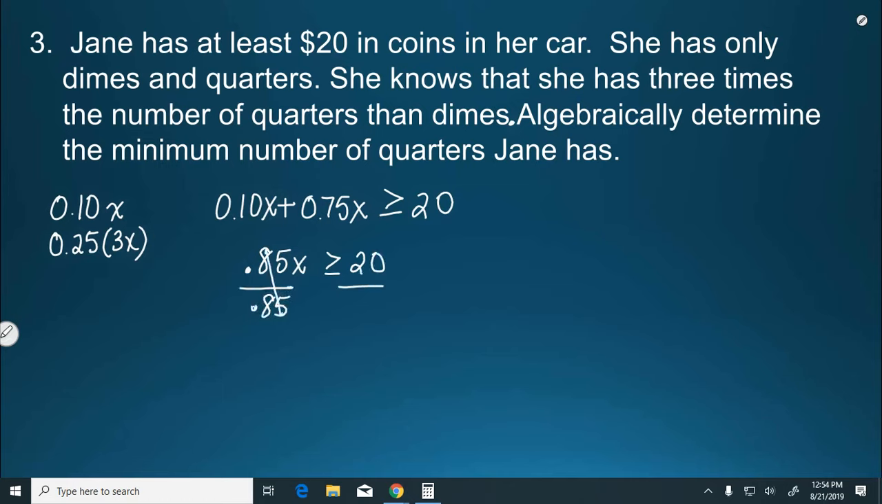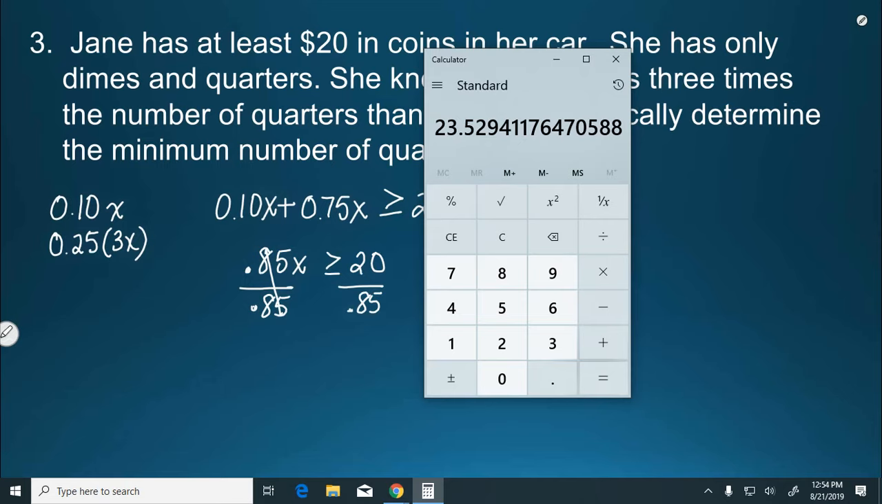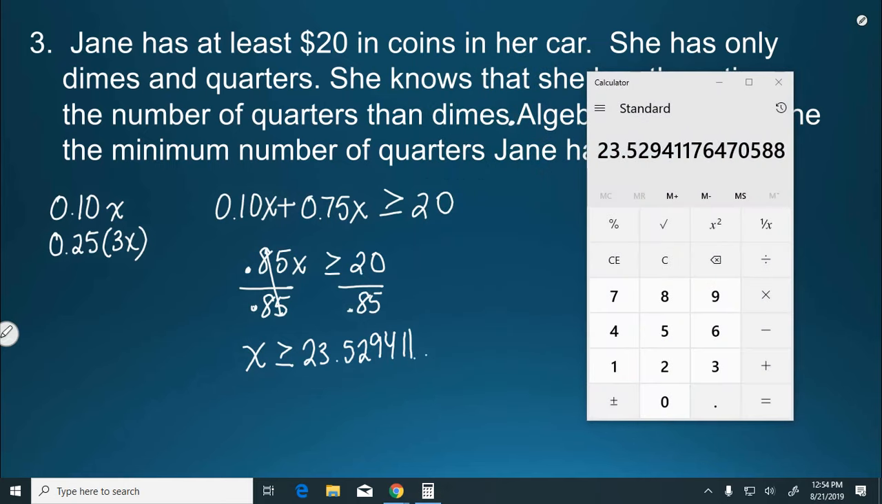Now, I can't do that in my head. Let's take out my calculator. 20 divided by 0.85 is, whoa, let's make sure that's right. 20 divided by 0.85. There we go. It's 23.529. I'm going to write down this whole answer. X has to be greater than or equal to 23.52941 dot, dot, dot.